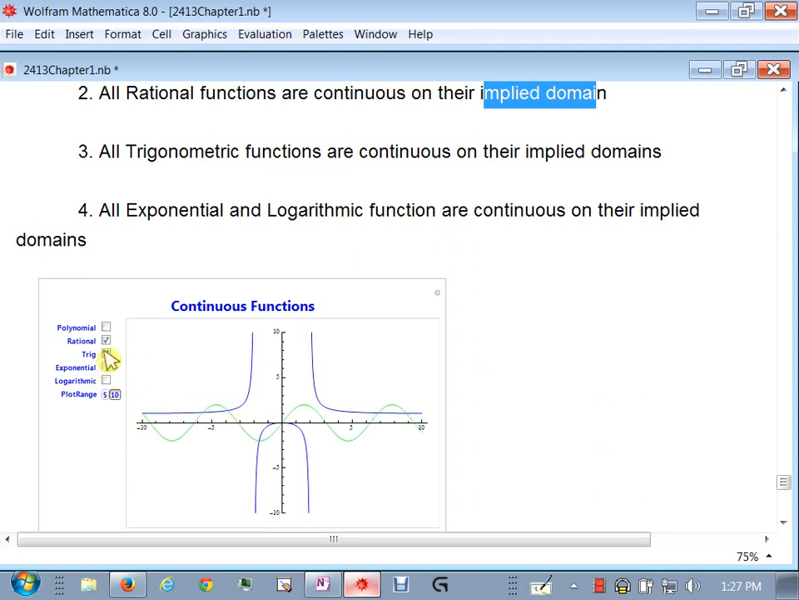All trig functions are continuous on their implied domains also. Sine function, cosine, tangent. Exponential functions and log functions are all continuous functions, right, on their implied domains.